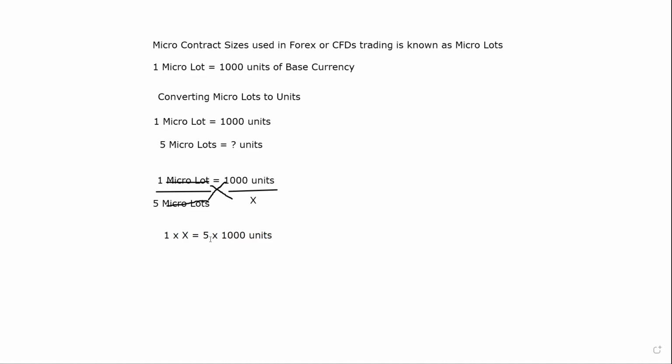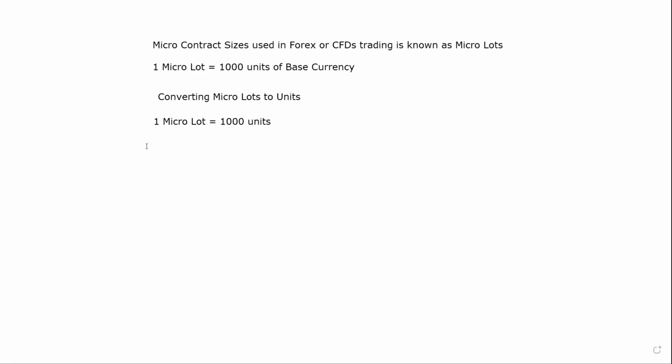All right, so now the answer is 1 into x is x. x equals 5,000 units. So now we will go forward with the last step here. All right, and we're going to convert units into micro lots.